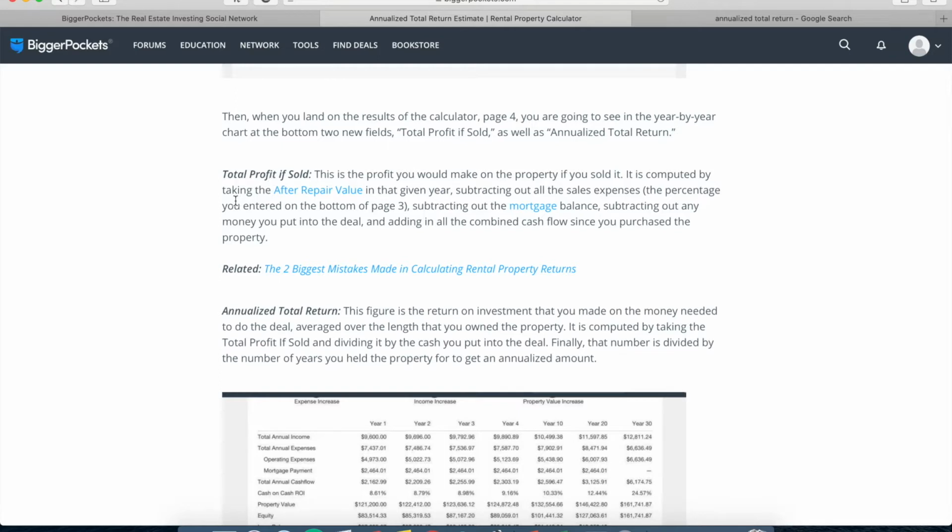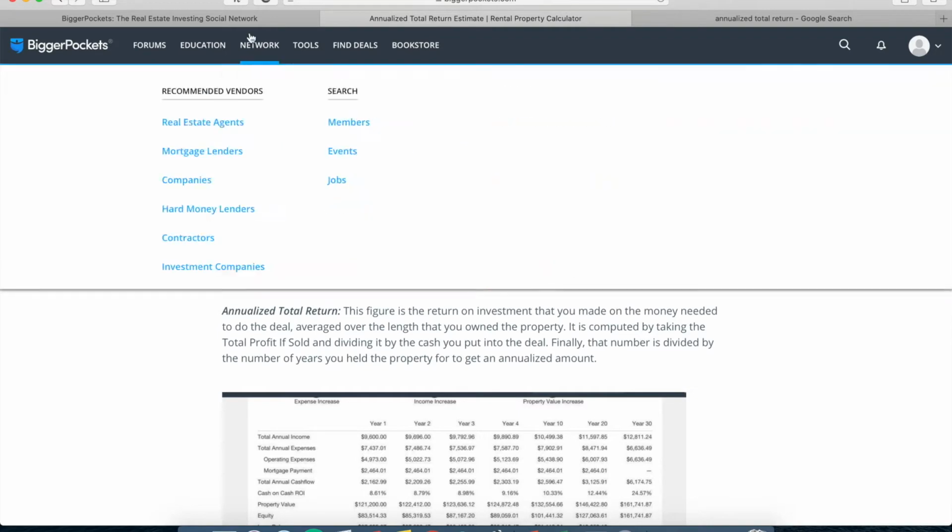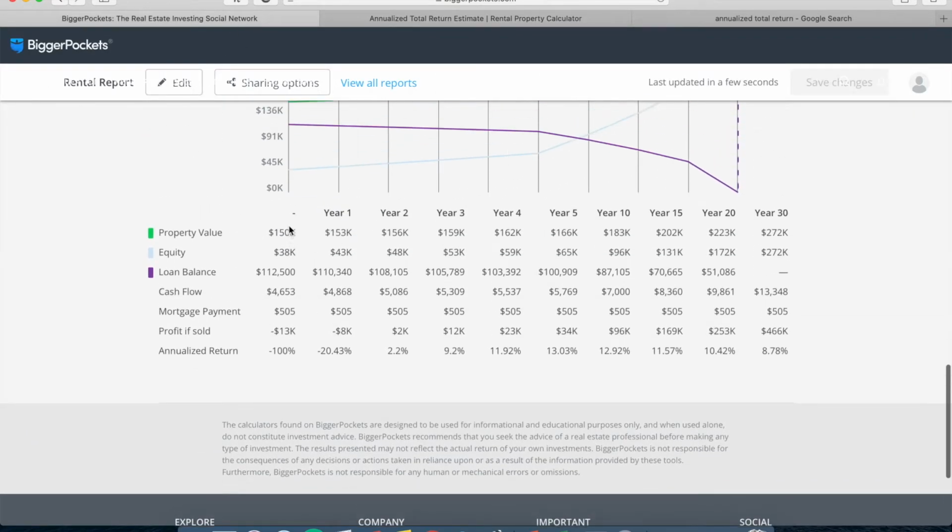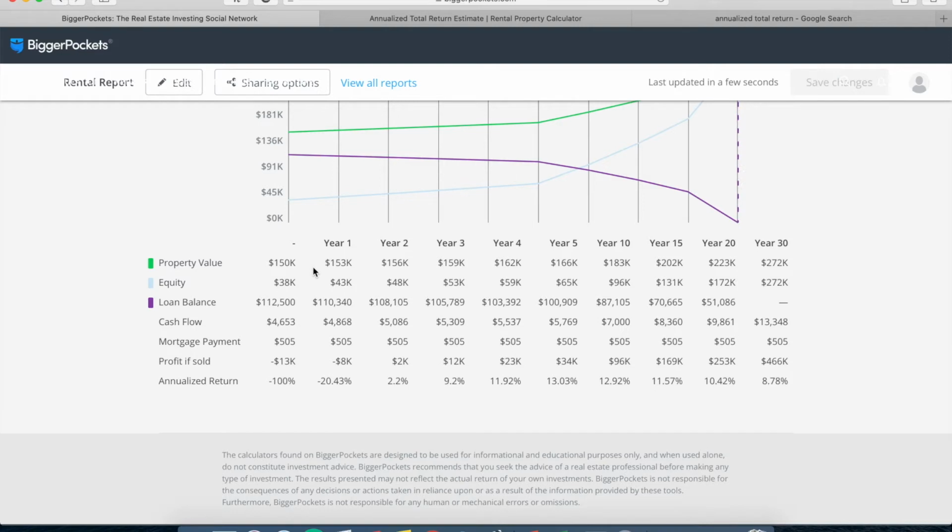So essentially, he says you take the after repair value in any given year, you subtract out all the sales expenses. In this case, for instance, on the last example, we took a sales percent of 10%, and so the sales expense would essentially just be 10% of the after repair value in that year. Then you subtract out the mortgage balance that you have left. You subtract out any money you put into the deal, and then you add in all the combined cash flow since you purchased the property. So now let me go back to the example we were just looking at, and I'll show you what immediately jumps out as weird to me.